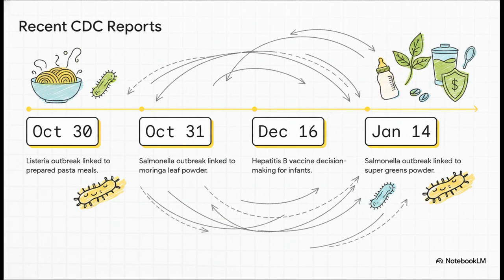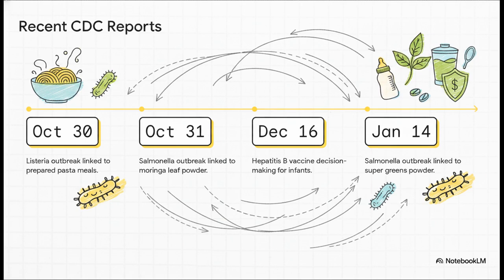This timeline of recent outbreak reports brilliantly illustrates their relentless pace. In just a few months, the focus shifts wildly. On October 30th, they're tracking a listeria outbreak linked to prepared pasta meals. Literally the next day, October 31st, they have to pivot to a salmonella outbreak tied to moringa leaf powder in supplements.